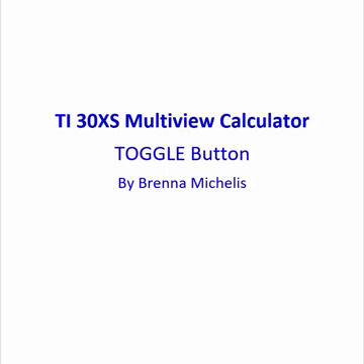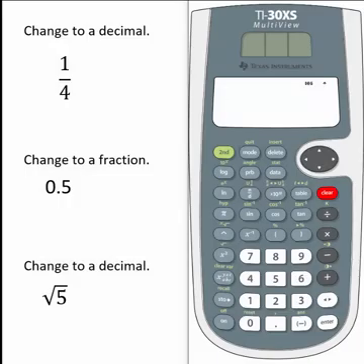Welcome to this video tutorial on how to use the toggle button on the TI30XS Multiview calculator. The toggle button is a white key located on the right side of your calculator. It's the second key from the bottom, right above the Enter button. The toggle button allows us to switch our answers from one form to another.